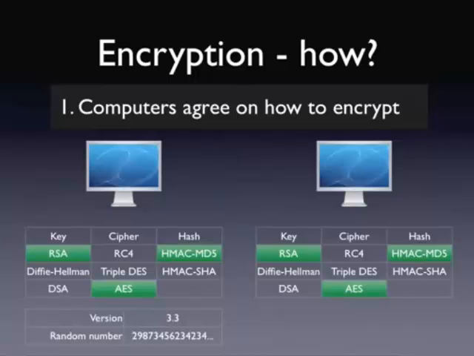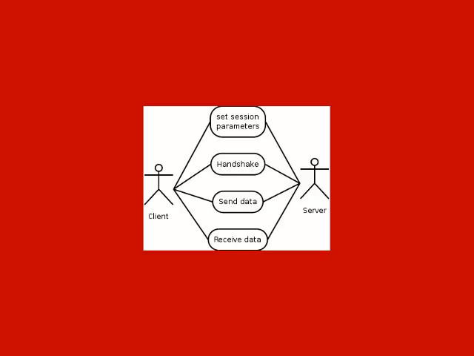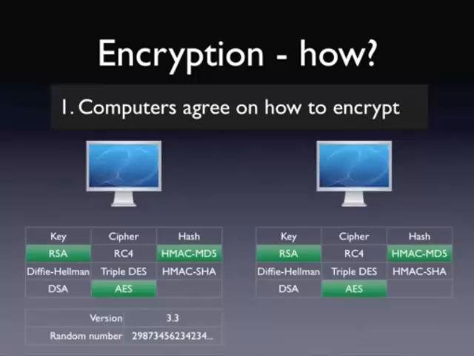Now once the client sends its message, the server sends a hello message back to the client saying I choose this key, this cipher method and this hash method. Now they have agreed. The client says this is what I can do and the server says I can do these. Now they are ready to go to the next stage.